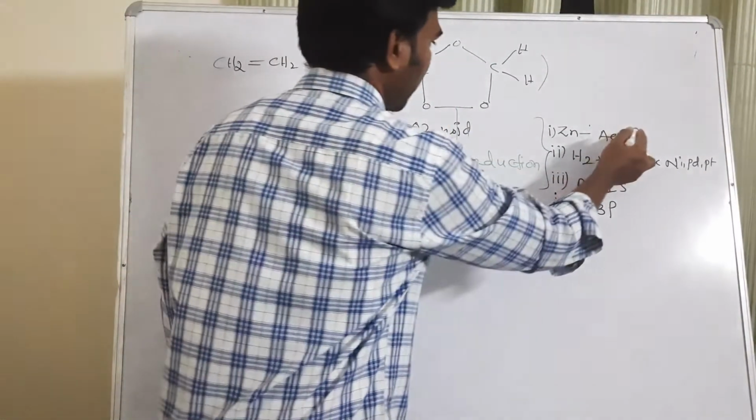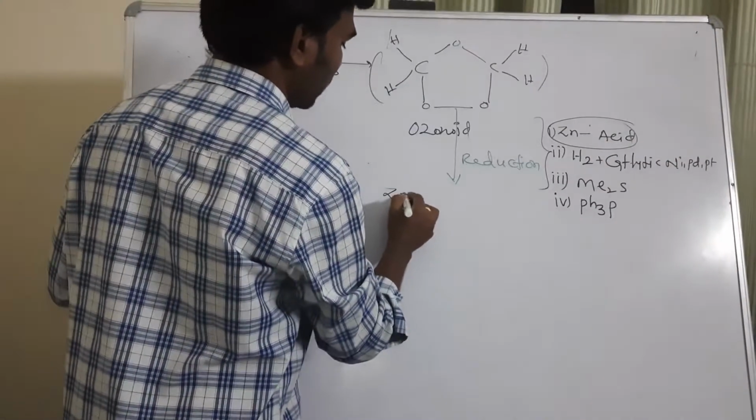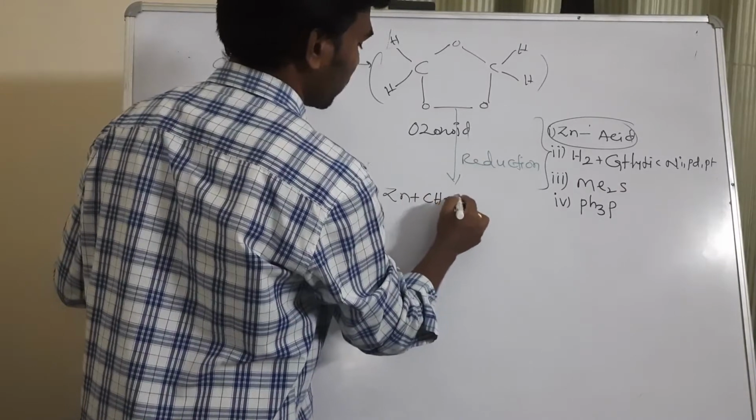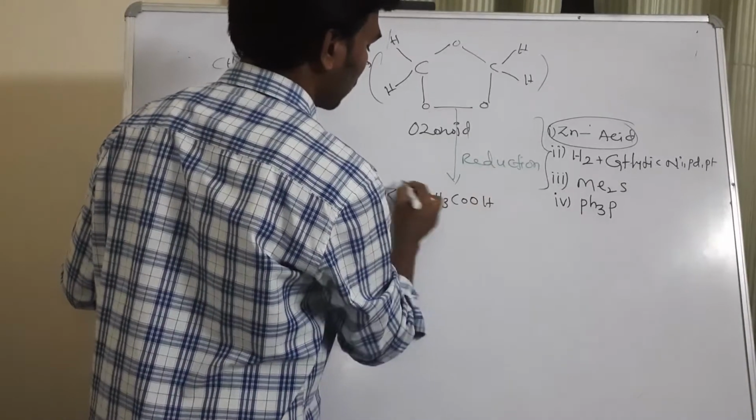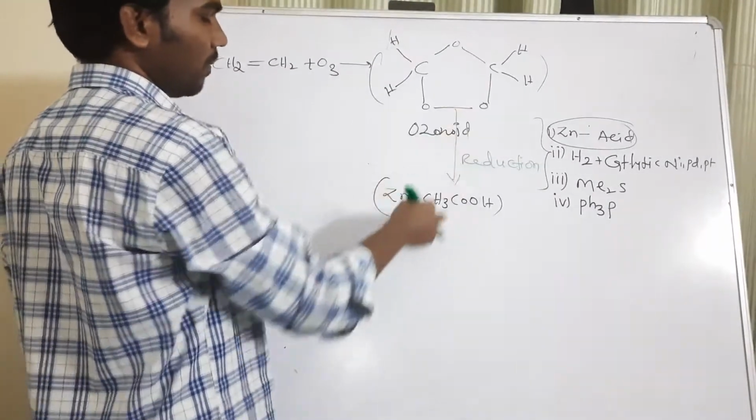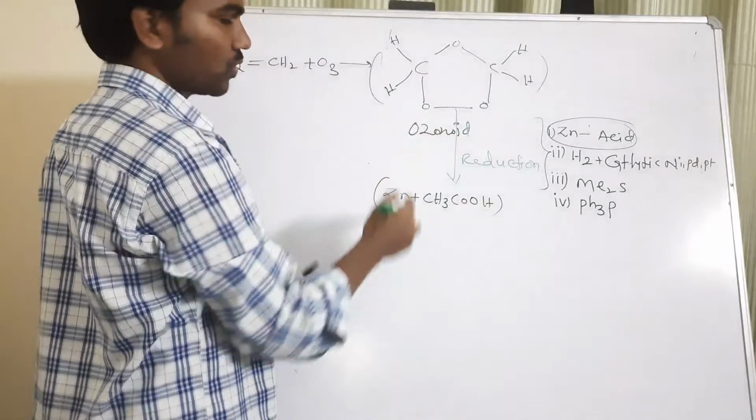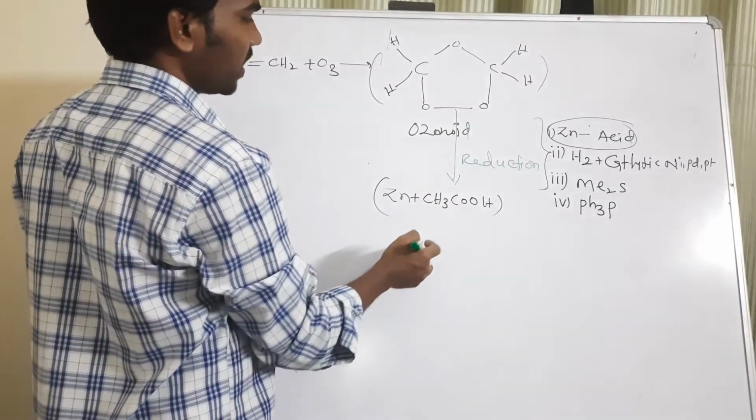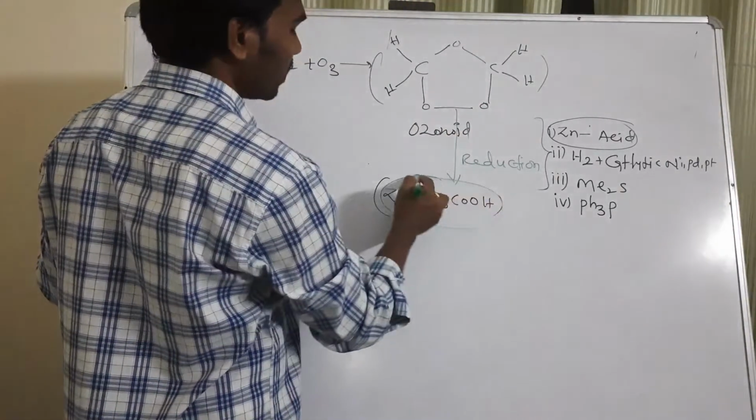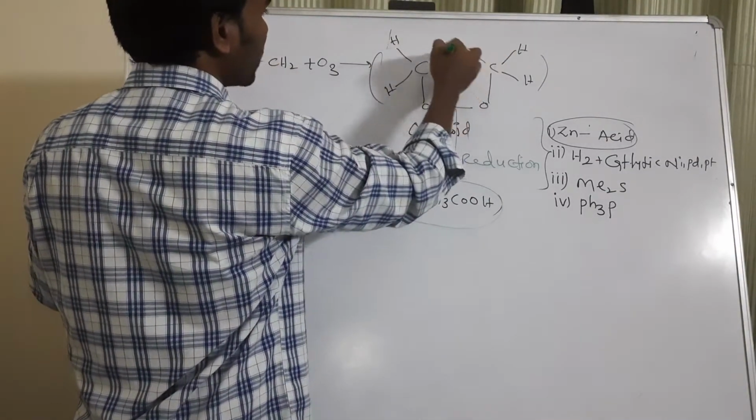For example, I am taking now Zn and acid. Here I am taking the zinc and CH3COOH combination. It undergoes cleavage. What is the name of this step? Reduction of ozonoid. Here writing the product is very easy. When we add these two compounds, it is going to cleave like this. Just cleave like this, so this bond will shift here.